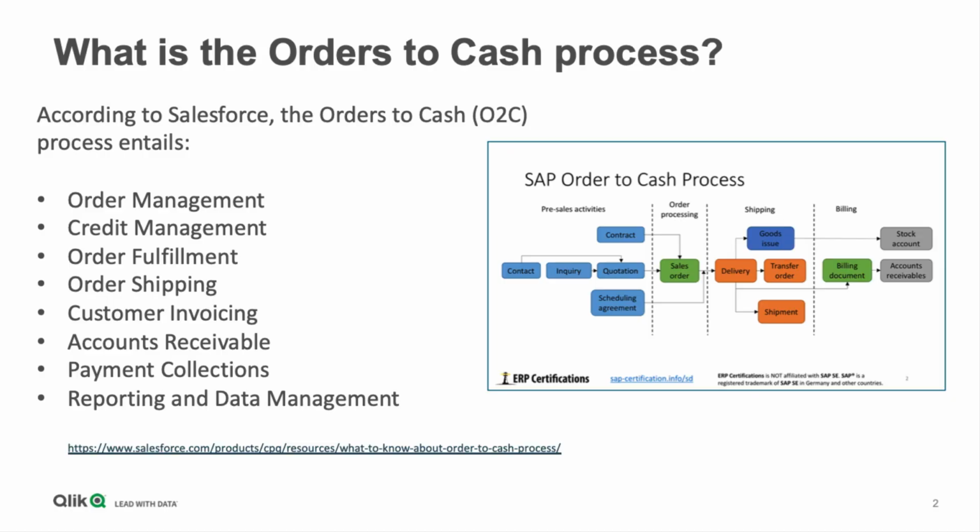So before we get into the demo of the accelerator, let's talk a little bit about what the orders to cash process is. So very simply, the process of orders to cash is a customer sells a thing, that thing then gets scheduled, that thing gets pulled out of inventory, that thing gets delivered, a customer gets billed for the thing, and the company gets paid for selling the thing. So that's the orders to cash process in a nutshell.